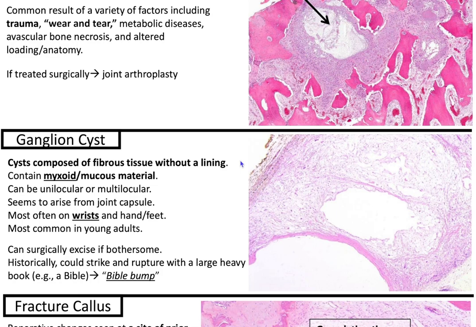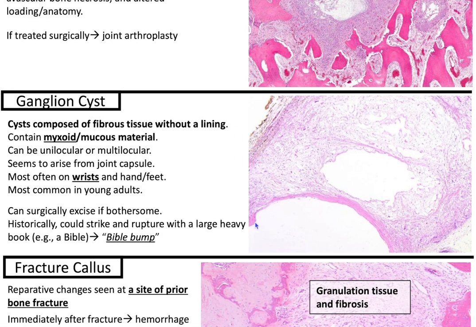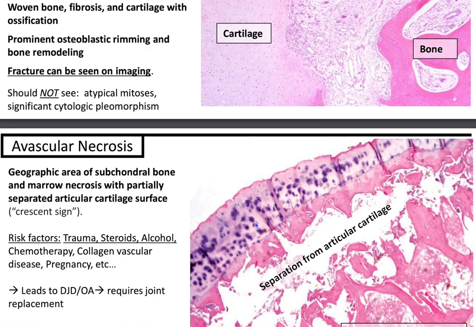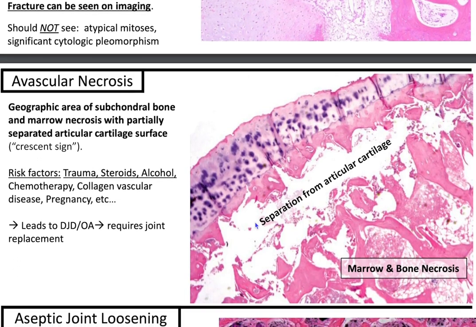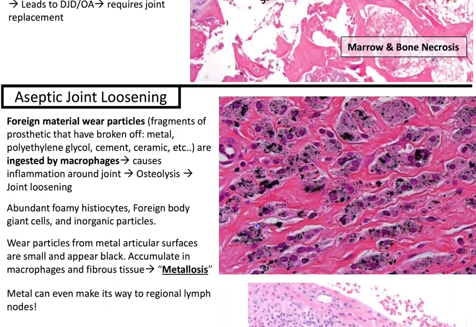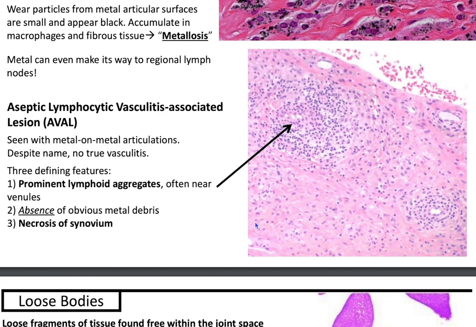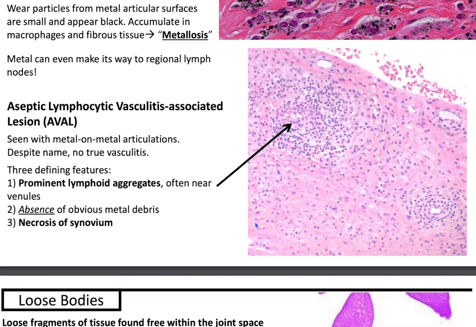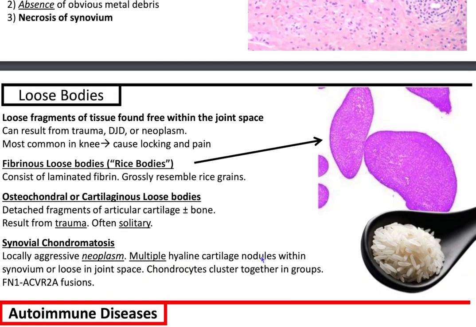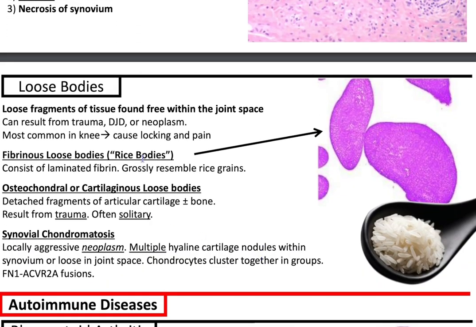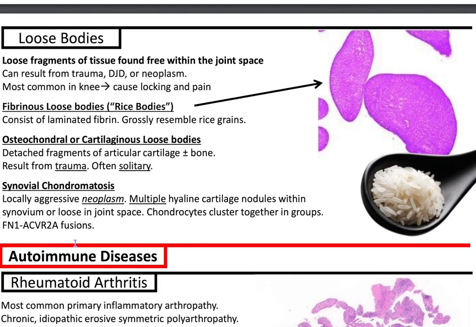It's not really a cyst because it has no lining. Fracture callus, avascular necrosis, aseptic joint loosening, and aseptic lymphocytic vasculitis associated lesion, AVAL, which is not truly a vasculitis. And your loose bodies, which can be fibrin or fibrinous loose bodies. It can be osteochondral or cartilaginous loose bodies or synovial chondromatosis.